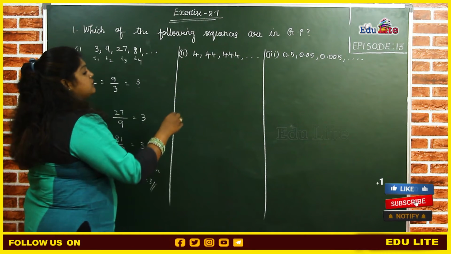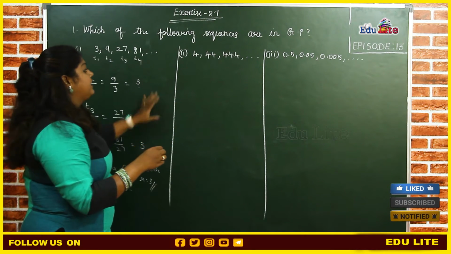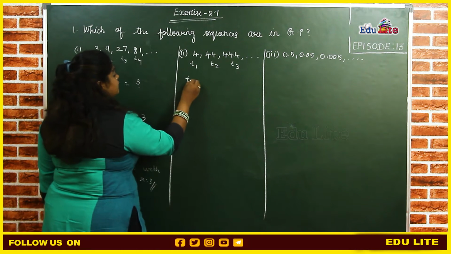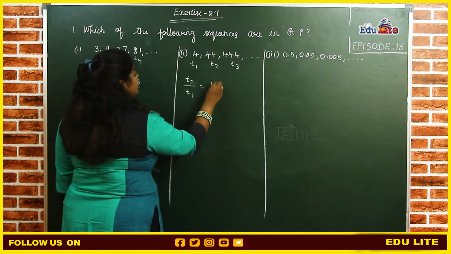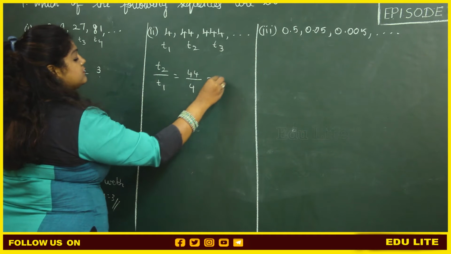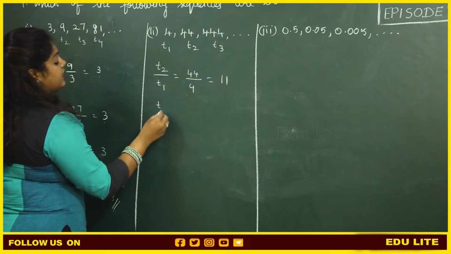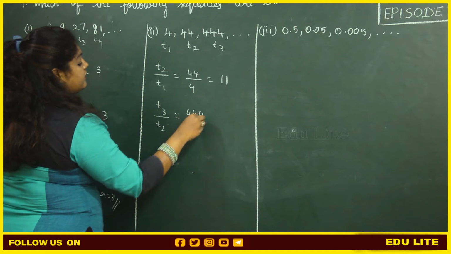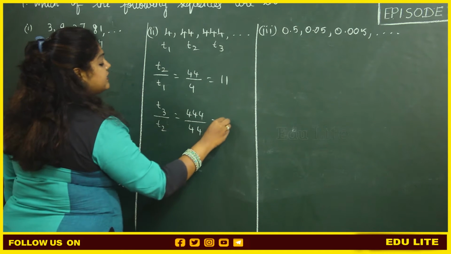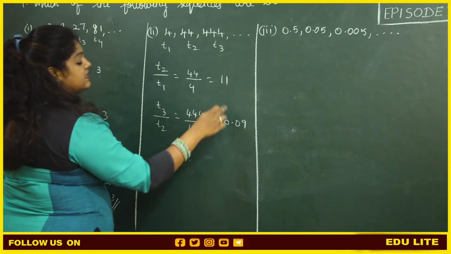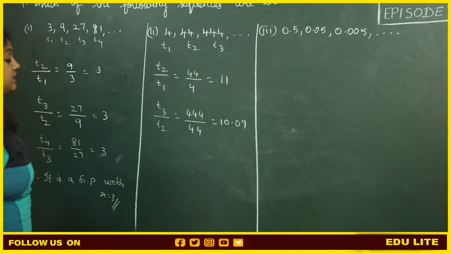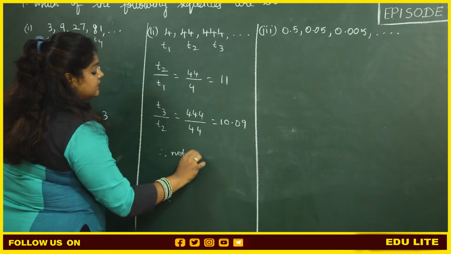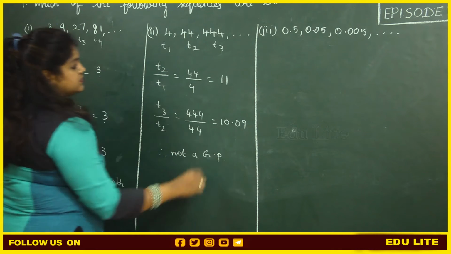And the second option also we have to proceed by the same method to find out. So, this is the value of T1, T2, T3. First, we have to find T2 by T1. T2 value is 44 by T1 value is 4 which will give us 11. Similarly, T3 by T2, T3 value is 444 by 44 which will give us 10.09, whereas 11 and 10.09 are not the same. Therefore, R value is not constant. It is not a GP. The above sequence is not a GP.